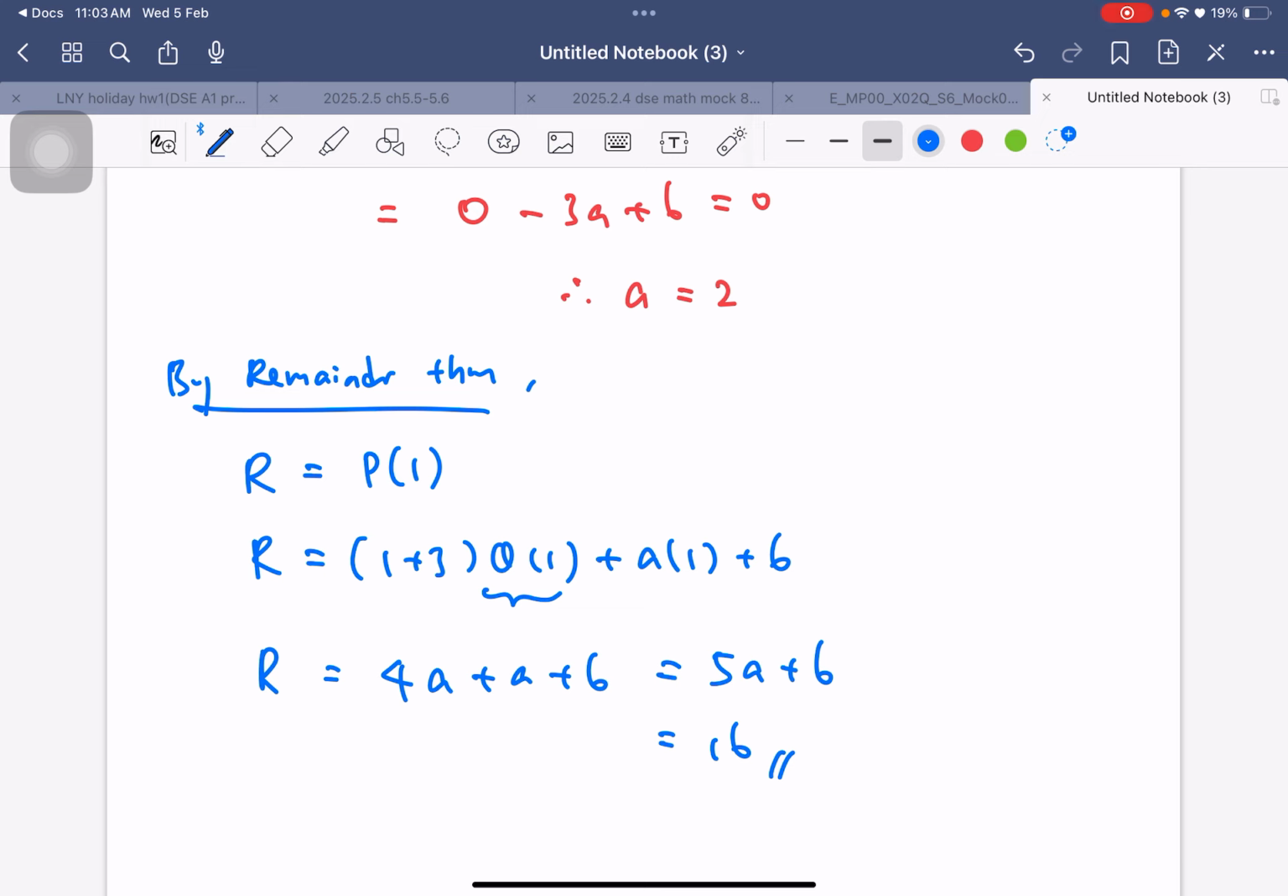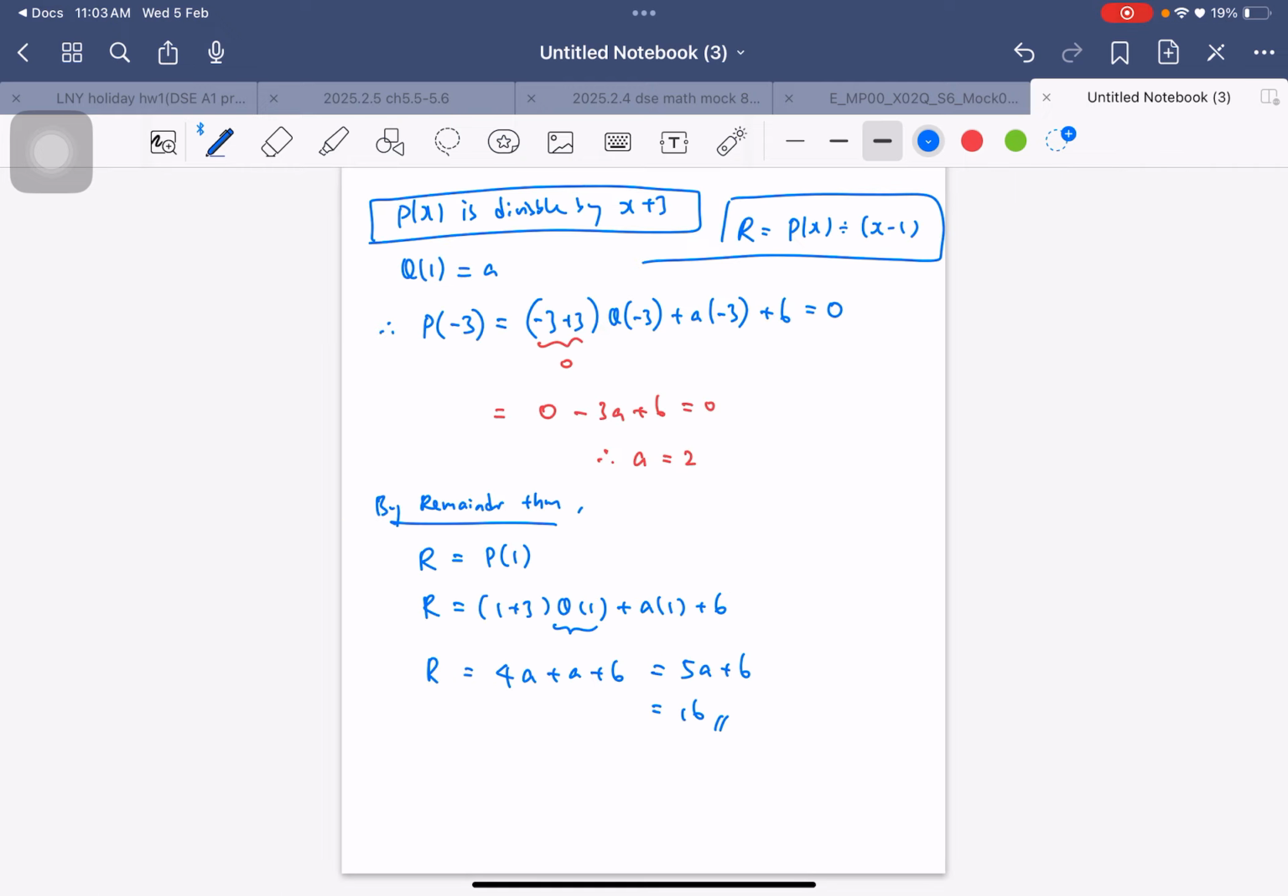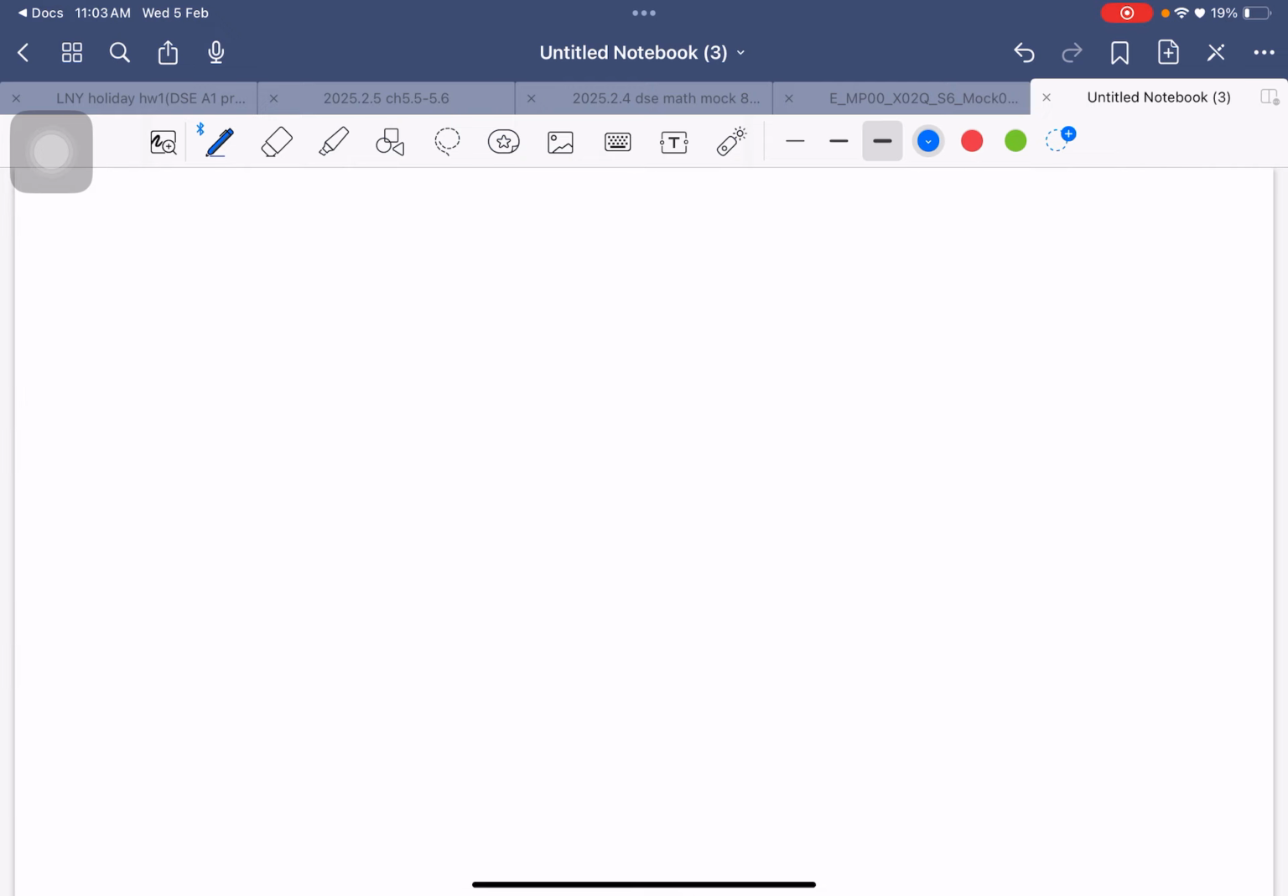Question 8. Anyone get it wrong? You get it wrong. Where you get it wrong? Plus and minus sign. So, Eddie, did you get it correct? You don't know how to do it?